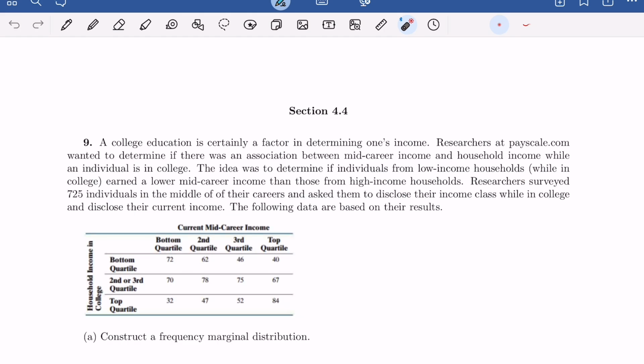Moving on to section 4.4, we're looking at question 9 here. So a college education is a factor in determining one's income. Researchers at payscale.com wanted to determine if there's an association between mid-career income and household income while someone was in college. So the idea was to determine if individuals from low-income households earned a lower mid-career income than those from high-income households. So researchers surveyed 725 individuals in the middle of their careers and asked them to disclose their income class while in college and their current income.